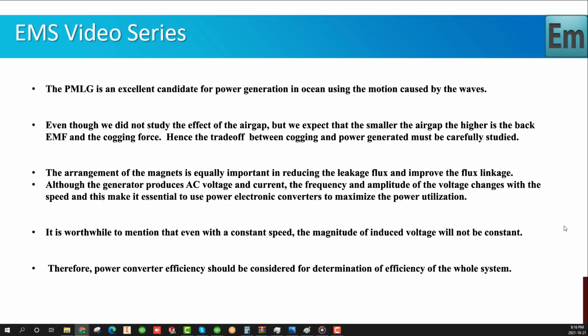The arrangement of the magnets is equally important in reducing the leakage flux and improving the flux linkage. Although the generator produces AC voltage and current, the frequency and amplitude of the voltage change with the speed, and this makes it essential to use power electronic converters to maximize the power utilization. It is worthwhile to mention that even with a constant speed, the magnitude of induced voltage will not be constant. Therefore, power converter efficiency should be considered for determination of efficiency of the whole system. A tool like EMS is indispensable to design and optimize a permanent magnet linear generator.